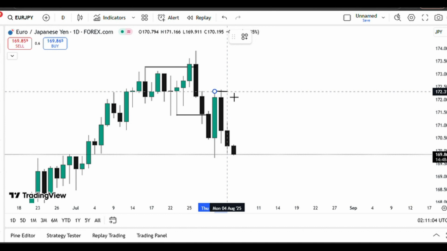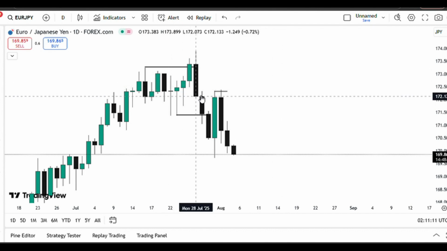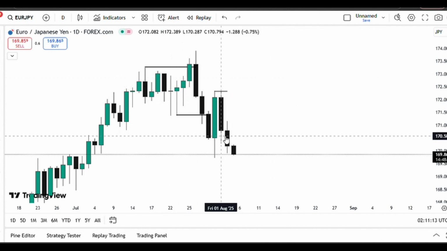Where our candle 2 opened and then tagged that point of interest and then closed inside the range.